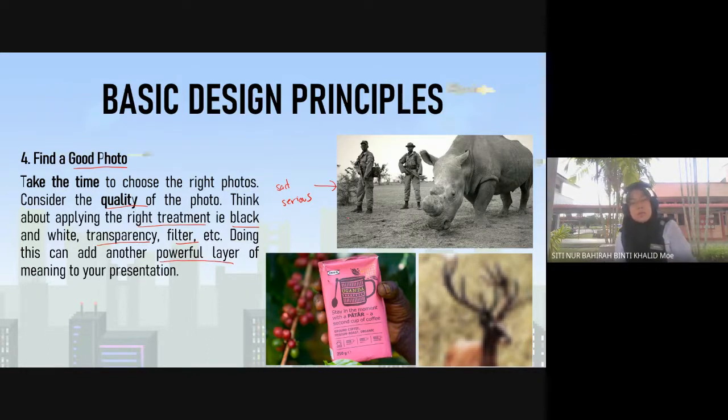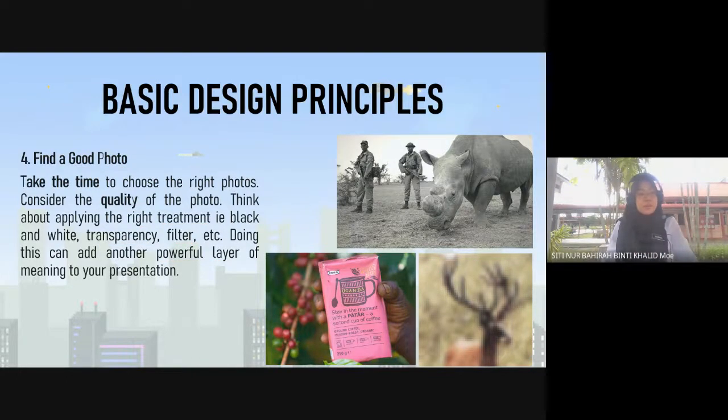Okay. By doing this, you are adding another powerful layer to your presentation. So for example, if you look at this, it is in black and white, and this is a highly saturated photo. So this actually makes you focus on the object that the photo is highlighting. And this is a low quality photo. So you can see the difference between all these photos. So when you're creating your presentation, make sure you take the time to choose good photos.